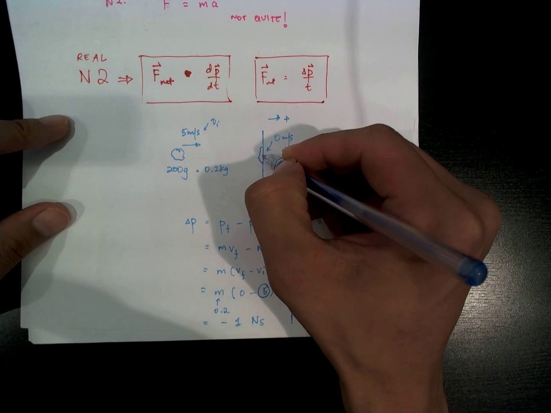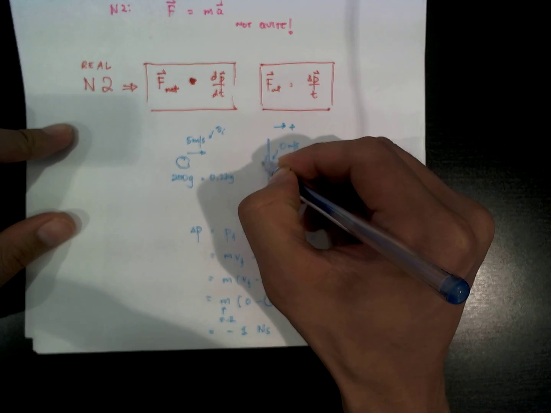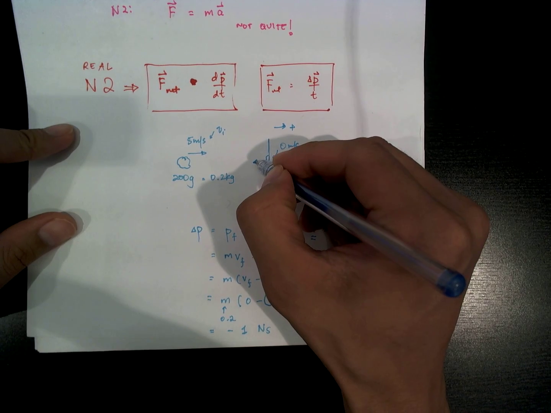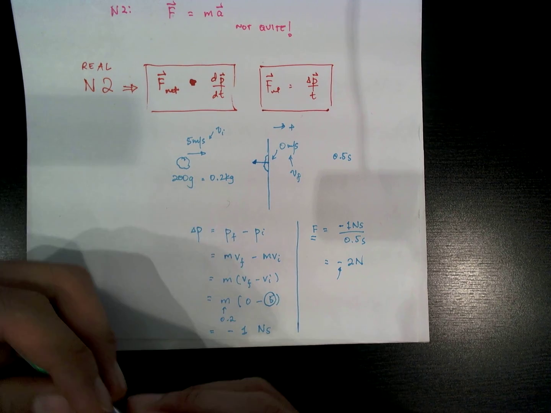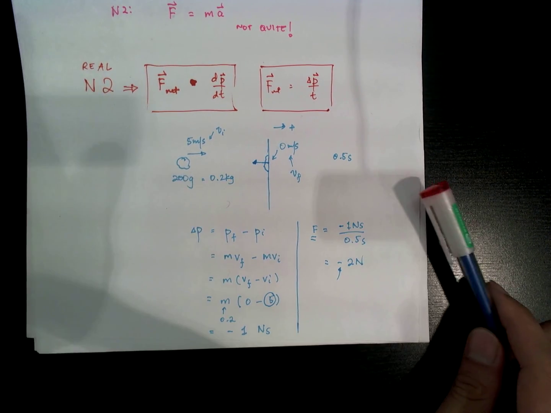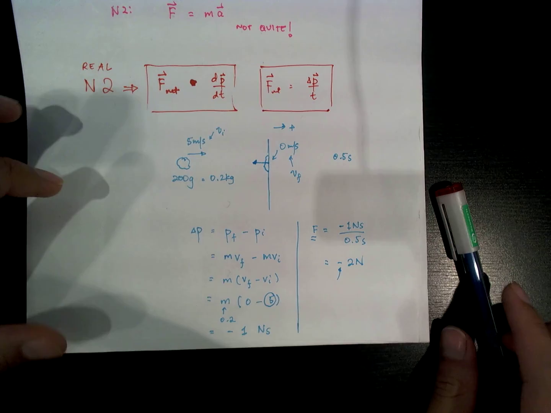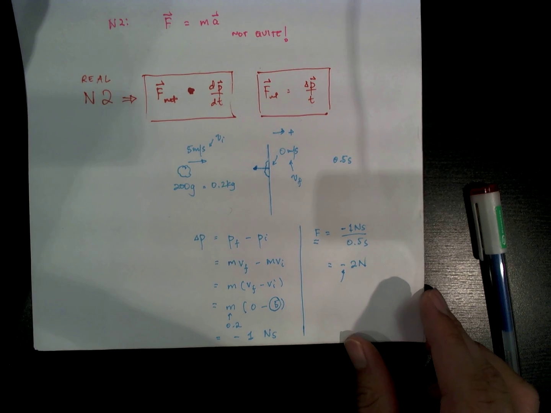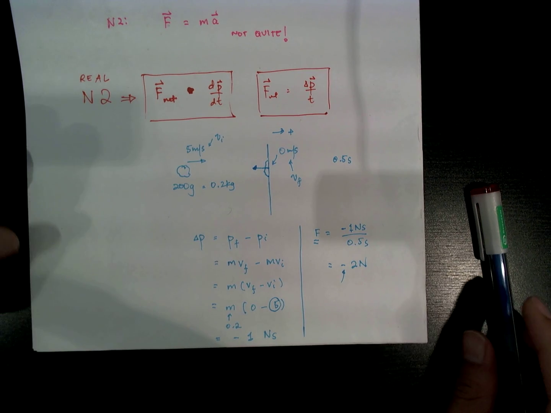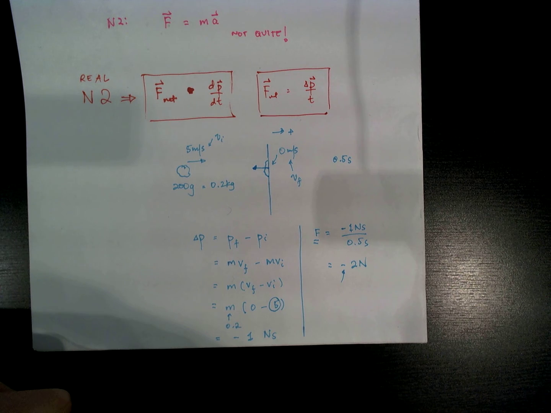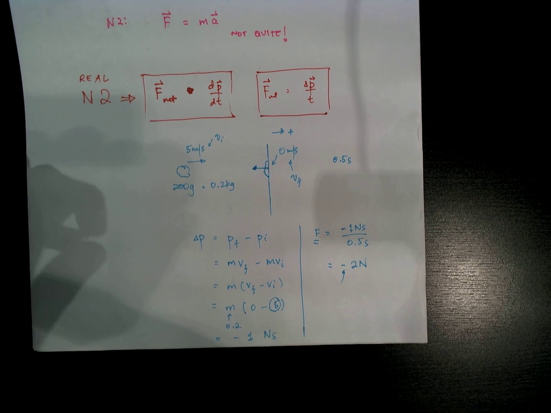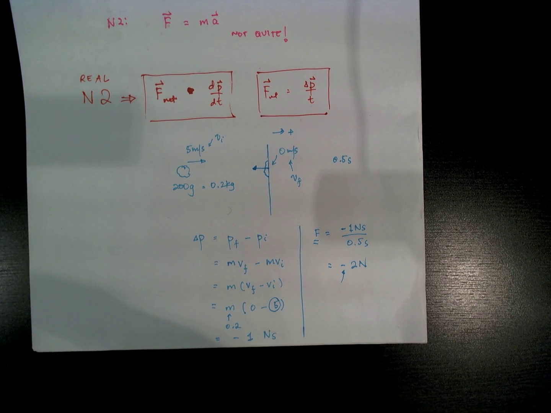As the plasticine gets stuck to the wall, there's going to be a force from the wall pushing on the plasticine as it splatters against the wall. And so that's a simple example of how you use the second law to compute force on an object.